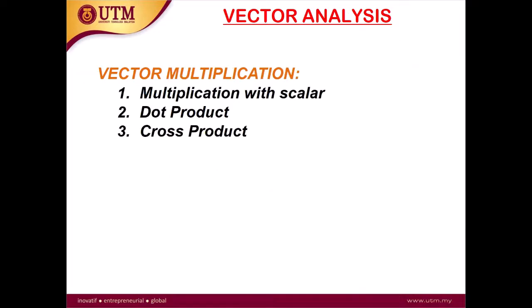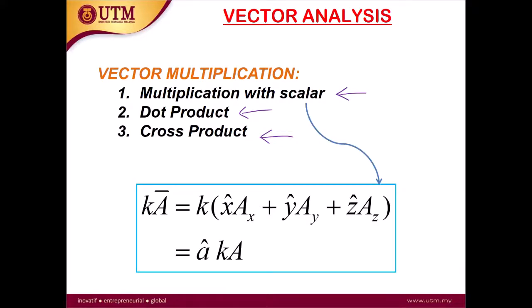Next is vector multiplication. First, the multiplication with a scalar. Next is the dot product. And lastly, the cross product. What is the difference between them? For example, the first case, multiplication with a scalar or a constant, k.